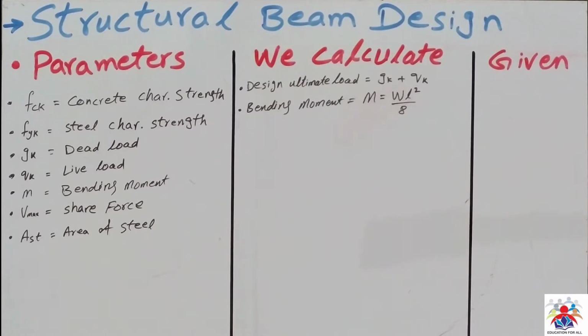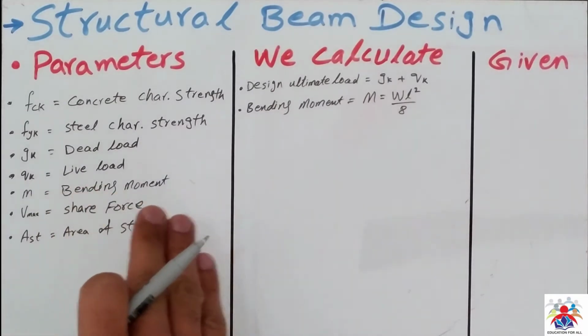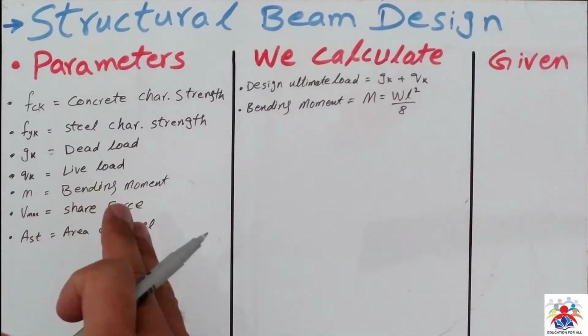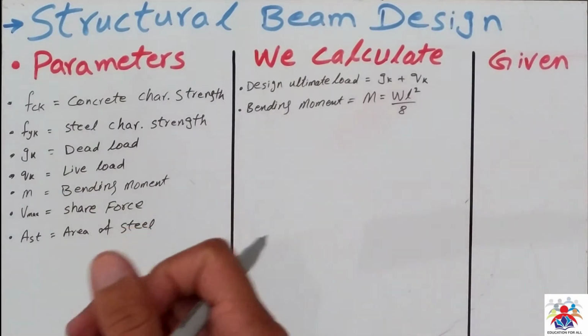Okay, first of all, we have some parameters which we should use while designing our beam. So first of all, we have FCK, CK is a little subscript in our F, which is concrete characteristic strength. We have FYK, as you can see, is steel characteristic strength. We have GK, which expresses dead load. We have QK, which expresses live load.